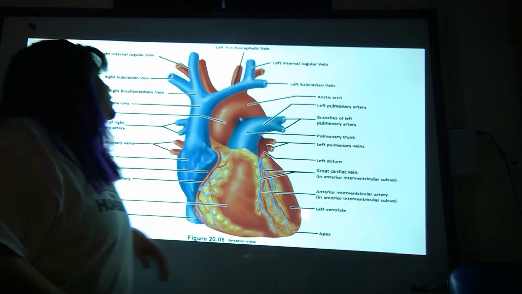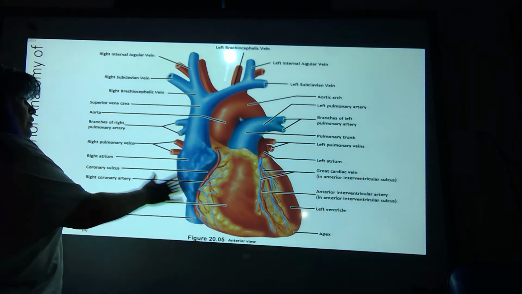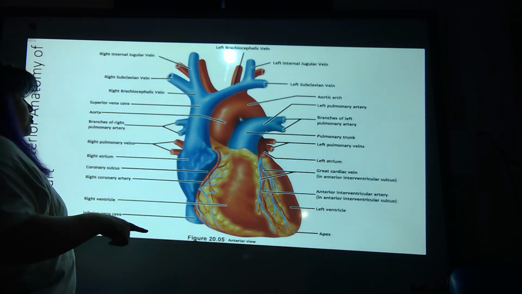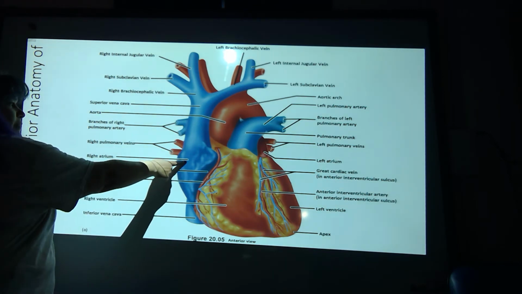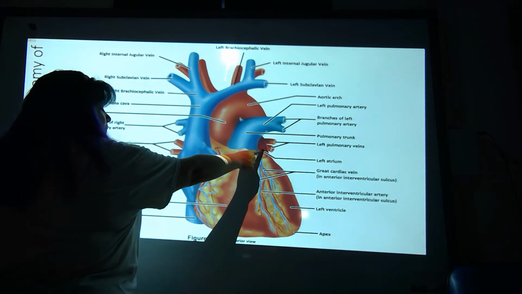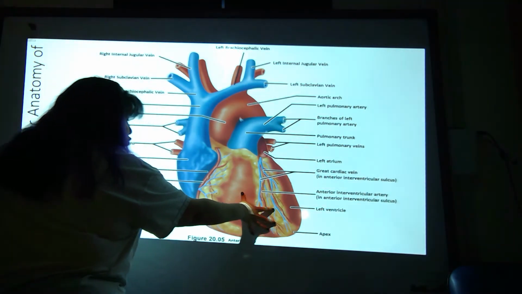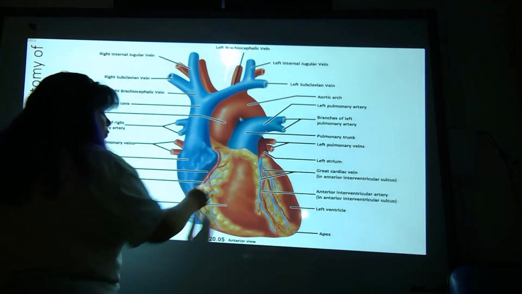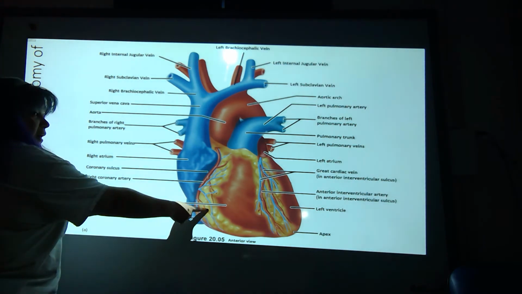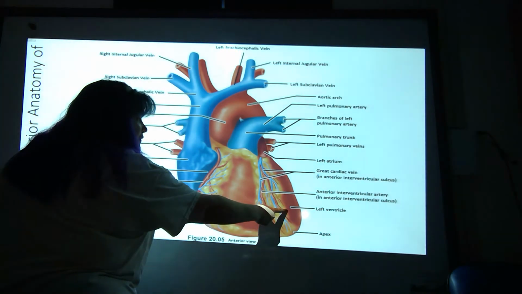Okay, so the heart itself, we just drew this. You've got the right atrium, the left atrium. This big, huge portion at the bottom is where the ventricles are. So you have the right ventricle, you have the left ventricle.